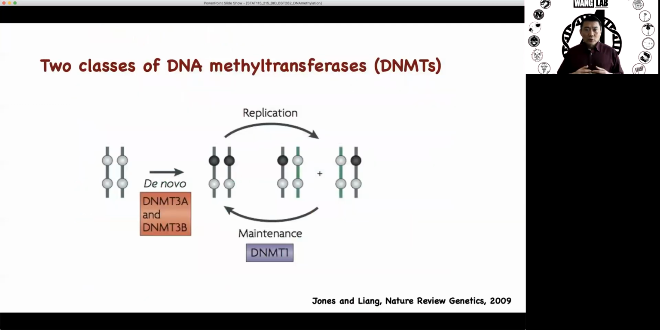So for maintaining DNA methylation, or for putting down the methyl group, we rely on two types of DNA methyltransferases. One is called de novo DNA methyltransferases. There are two in humans, 3A and 3B. They can directly methylate a piece of DNA, right? But we also have another one called DNA methyltransferase 1, which is a maintenance enzyme.